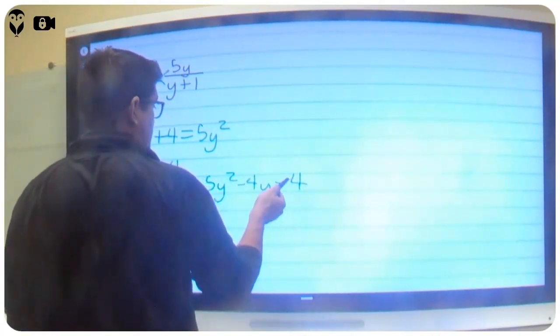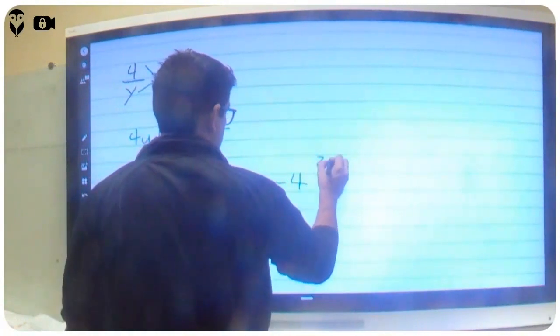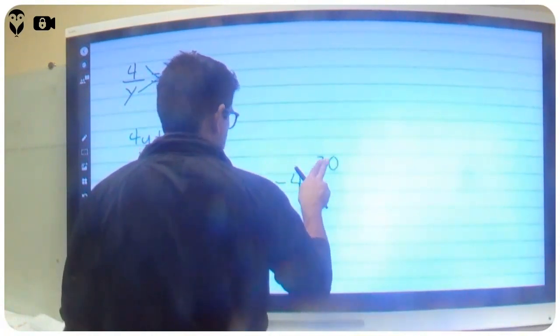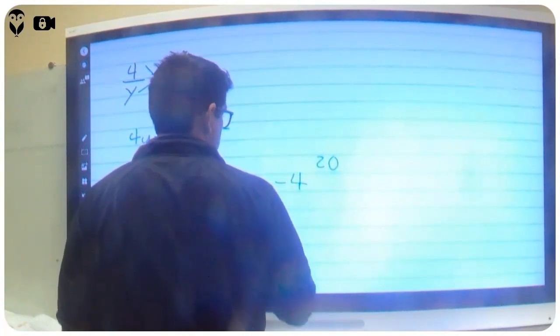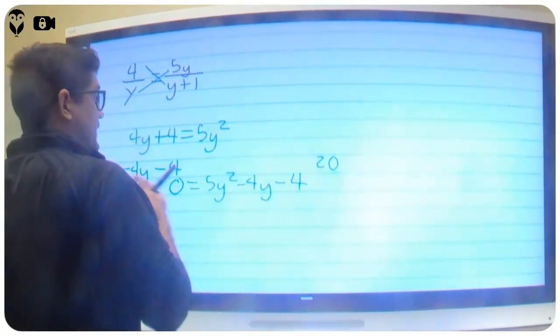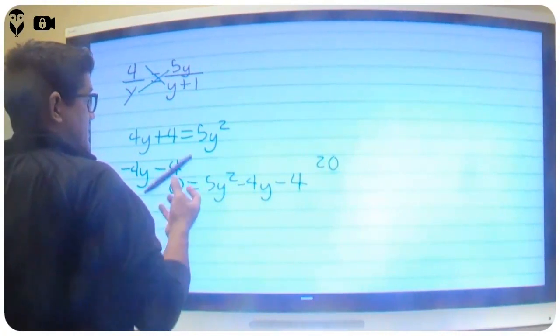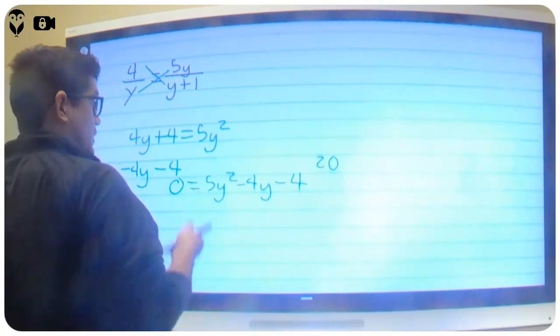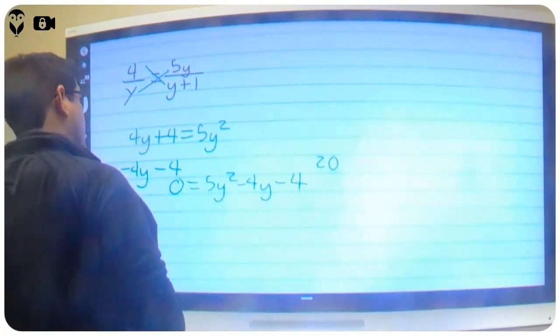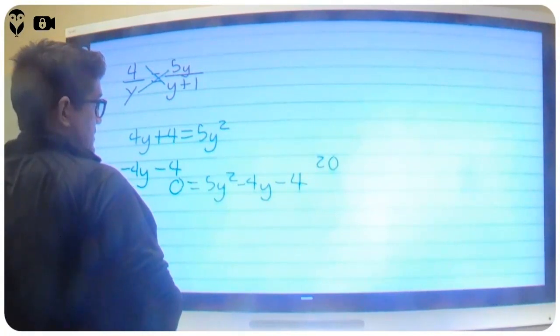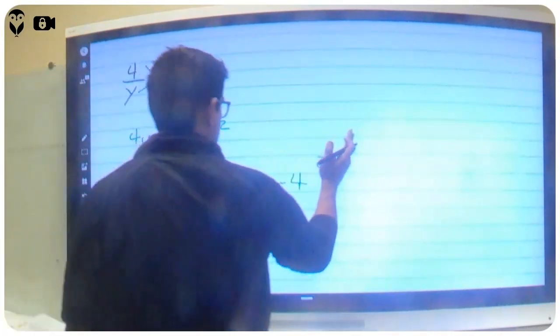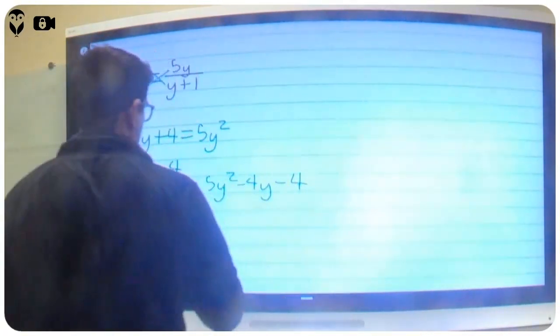5 times -4 is going to be 20. 5 times 4 is 20. What 2 numbers multiply to make 20, but when you put them together, they make 4? It could be, no, it can't be 10 and 2. 4 and 5, no, that wouldn't make that. Nope. So I'm going to use the quadratic formula to solve this.